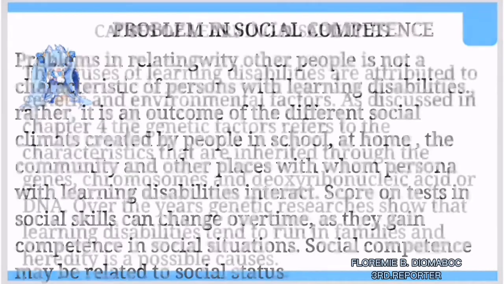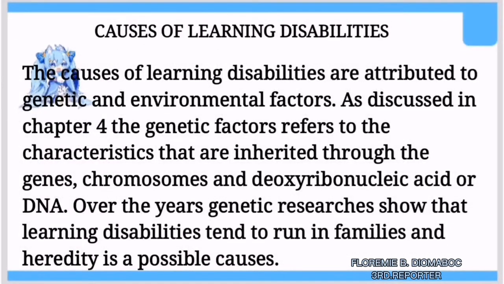So now, let's proceed to the last topic, causes of learning disabilities. The causes of learning disabilities are attributed to genetic and environmental factors. As discussed in Chapter 4, the genetic factors refer to the characteristics that are inherited through the genes, chromosomes, and deoxyribonucleic acid or DNA. Over the years, genetic research shows that learning disabilities tend to run in families and heredity is a possible cause.